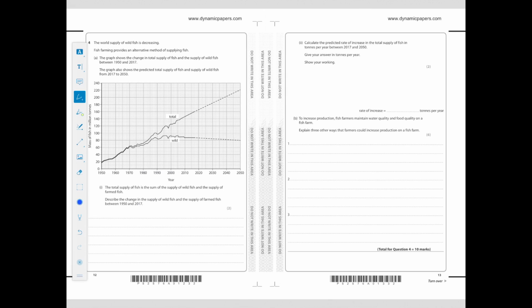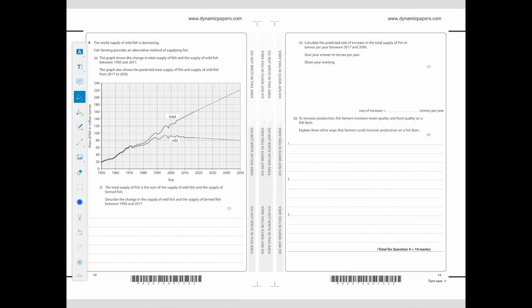4. The world supply of wild fish is decreasing. Fish farming provides an alternative method of supplying fish. The graph shows the change in total supply of fish and the supply of wild fish between 1950 and 2017. The graph also shows the predicted total supply of fish and supply of wild fish from 2017 to 2050. The total supply of fish is the sum of the supply of wild fish and the supply of farmed fish.